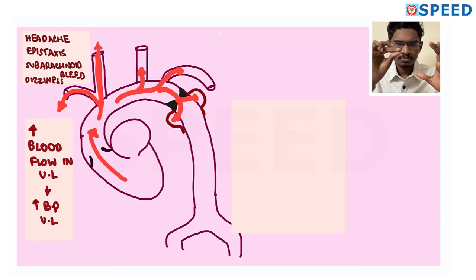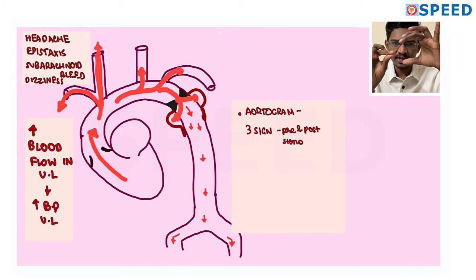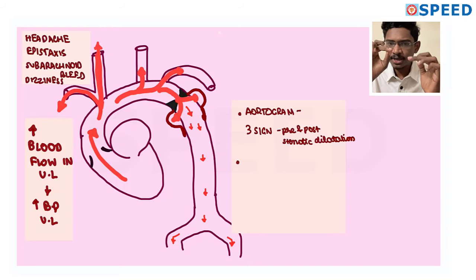Next, there is an obstruction. So the blood is coming with high pressure and hitting the obstruction. It will come backward and hit the backward areas, and also it will pass through the narrowed area and form increased pressure in the post-stenotic area also. That will cause dilatation pre-stenotically and post-stenotically. So in an aortogram, this is called the 3 sign. Post-stenotic and pre-stenotic dilatation of the aorta, classical.